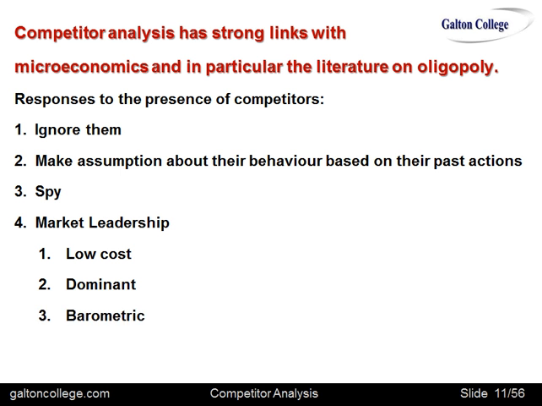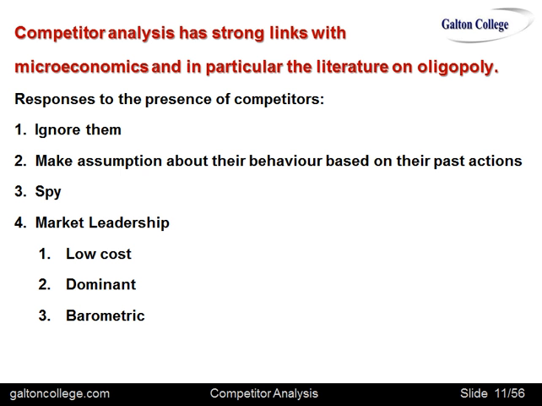The third type is what economists sometimes call the barometric price leader. This means a company is not necessarily the most efficient or the cheapest at producing the product, and it's not the biggest, but it has got a good track record in predicting the price. And customers are happy to take the price that's set by this type of company, known as the barometric price leader.